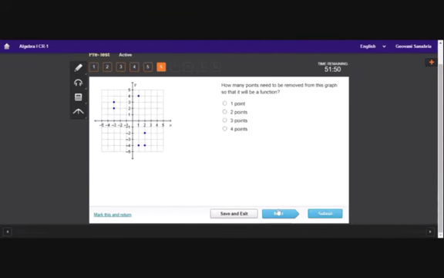Is that the only way that it wouldn't be a function, or are there other things that can make it happen? In terms of the graph, yeah, that's pretty much the only way.